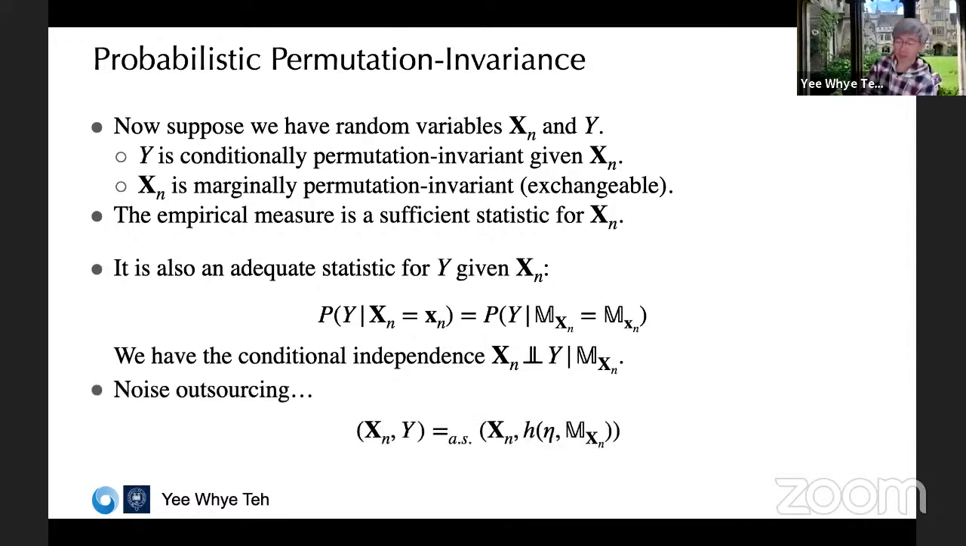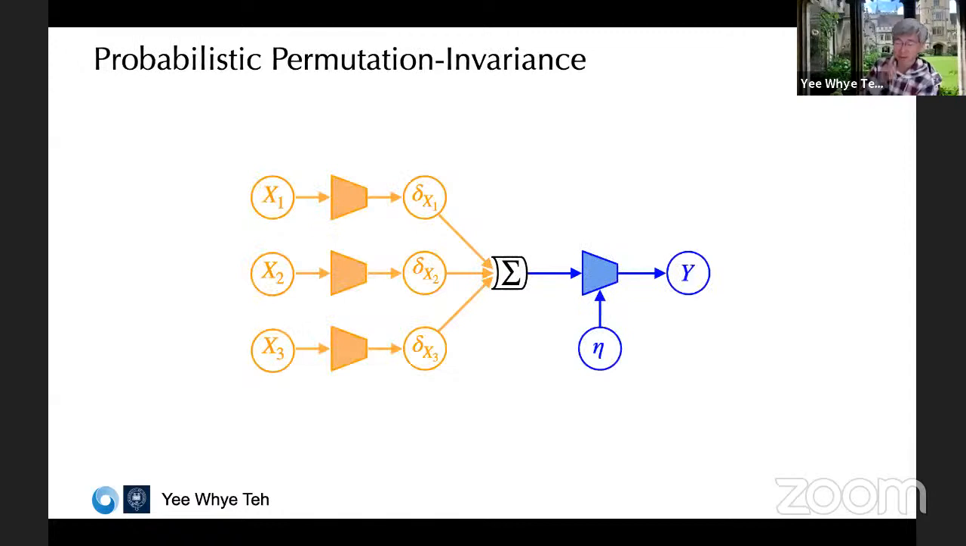And then what we get is that we can write y as a deterministic function of outsourced noise and the empirical measure. So what is this saying? We take each of our x's, our input x, and we embed it into an infinite dimensional space of measures by computing a kind of point mass or delta function on each input element of our input sequence. We sum them together. That's what the empirical measure is. It's a sum of the delta functions. And then we have another part of the system, H here, which takes as input the empirical measure and some outsourced noise and produces a y.